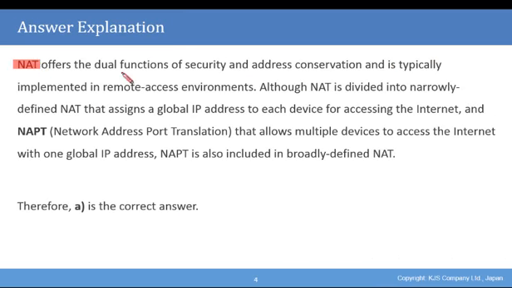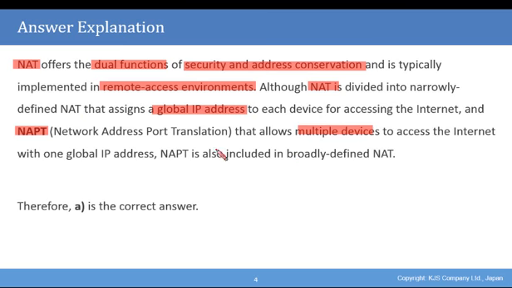So NAT offers the dual functions of security and address conversion and is typically implemented in a remote access environment. NAT is divided into narrowly defined NAT that assigns a global IP address to each device for accessing the internet, and NAPT, Network Address Port Translation, that allows multiple devices to access the internet with one global IP. NAPT is also included in the broadly defined NAT. Therefore, we have A as the correct answer for this.